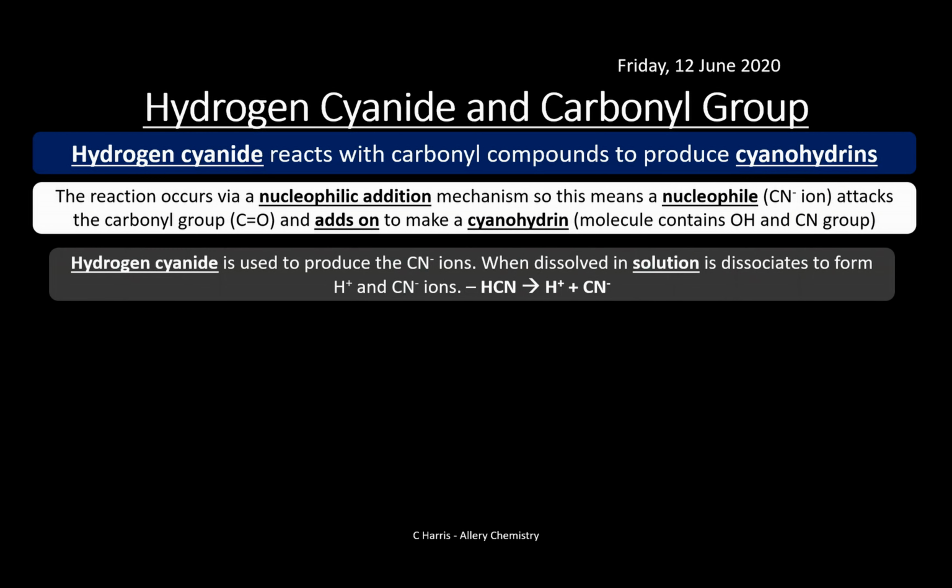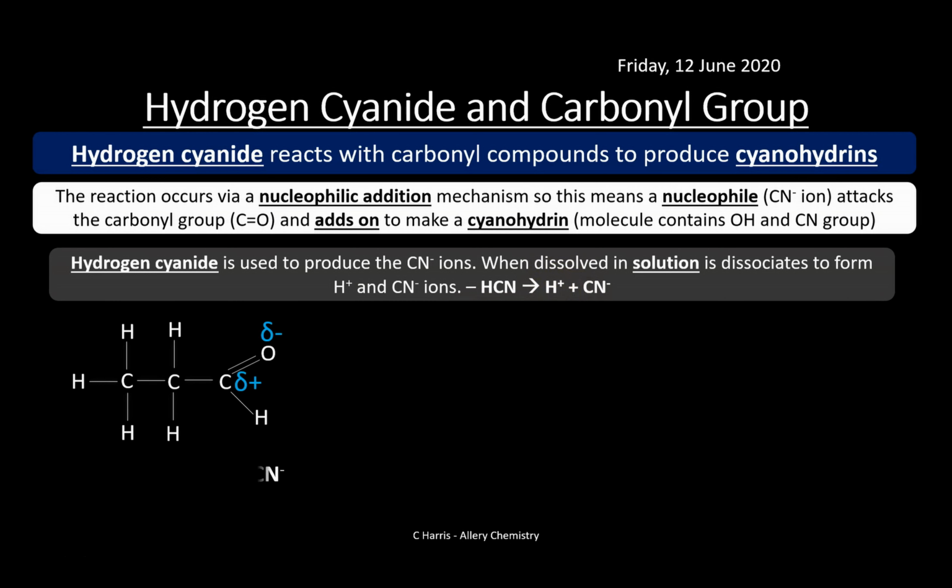So hydrogen cyanide is used to produce the CN- ion, so that's what we need to attack a carbonyl group. When we dissolve this in solution, we actually form an acidic solution as well, and we need the H+ ions for this reaction to go. So it's a really handy chemical to use. So you've got hydrogen cyanide. When it's dissolved in solution, it breaks apart to form the cyanide ion that we need to allow the reaction to go, and obviously H+ ions make the solution acidic as well.